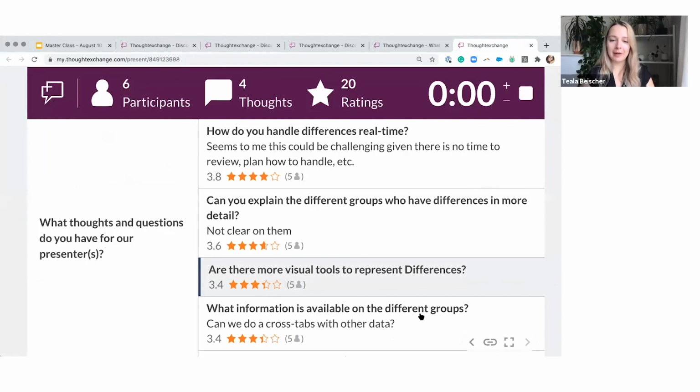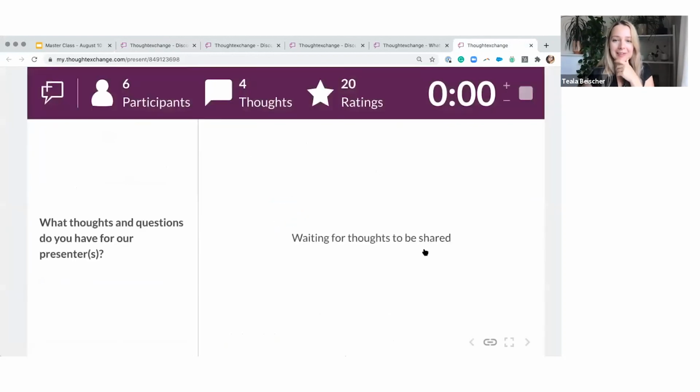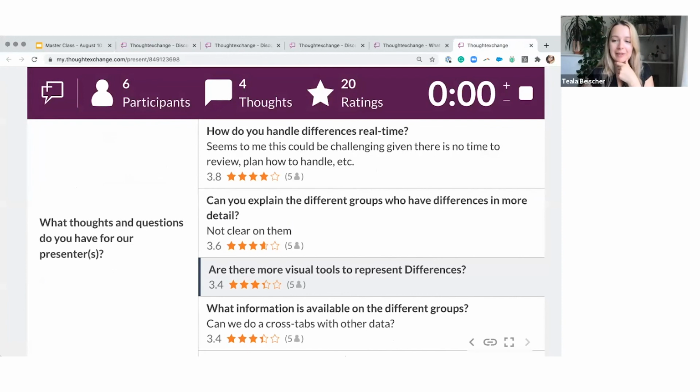We also have what information is available on the different groups. So I'm just going to refresh here. My computer froze a little bit. There we go.